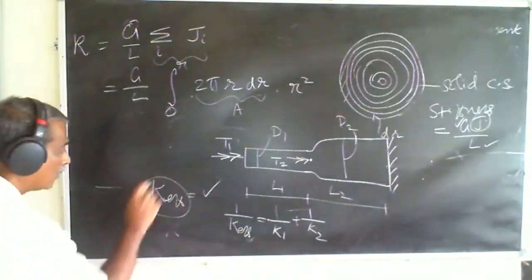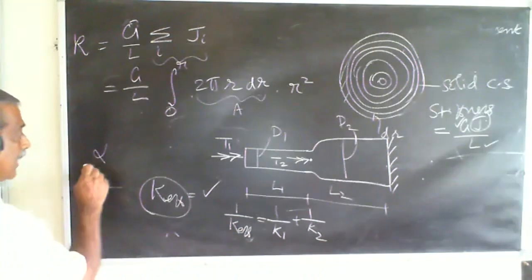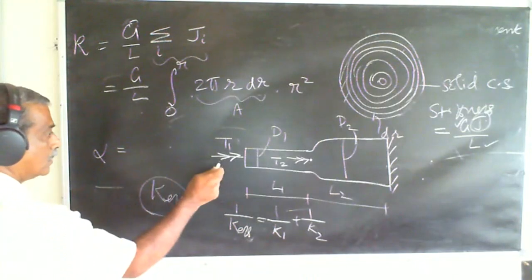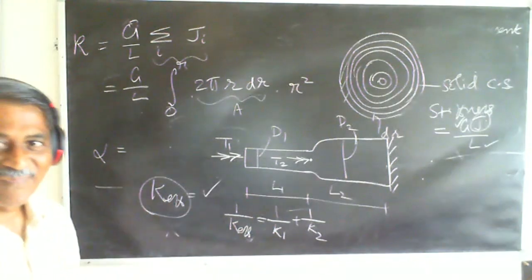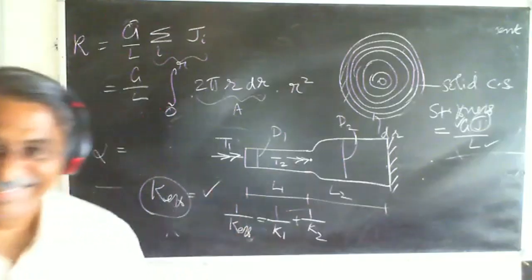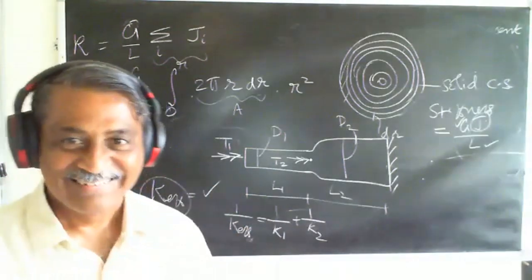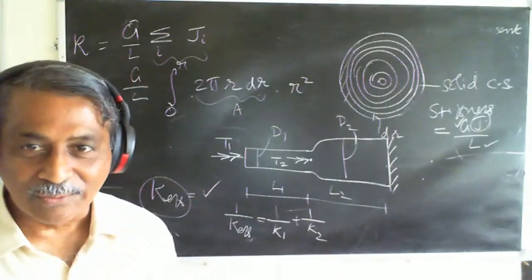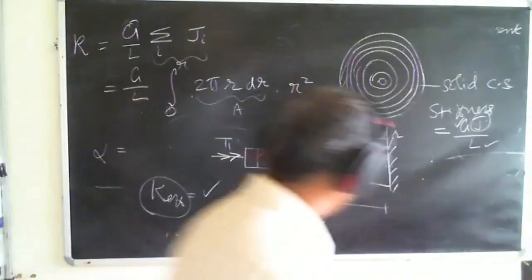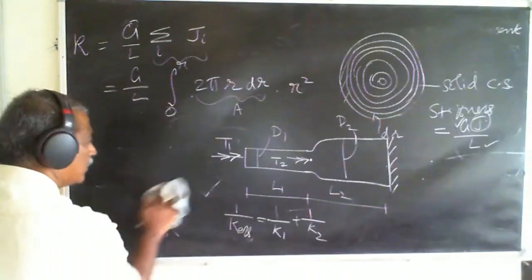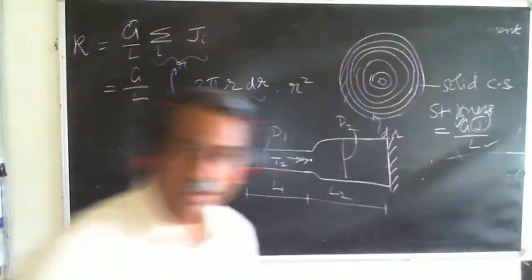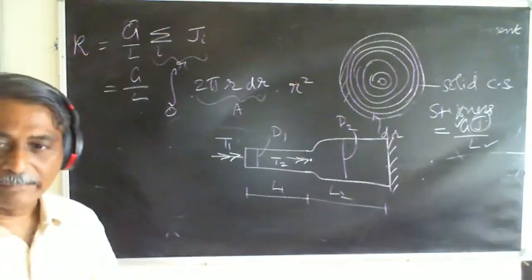Once I find out K effective, then alpha at the end is equal to T by K. But the problem is there is T2 here and T1 here. So what shall I do? I cannot do like this, correct? Yes or no? I cannot do like this. Give me another way of doing this. Give me another way. Quickly.